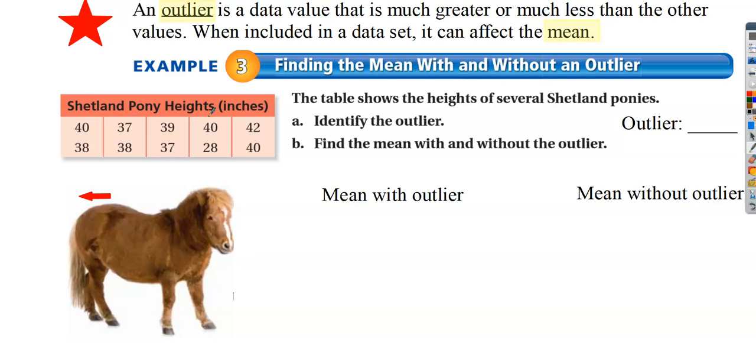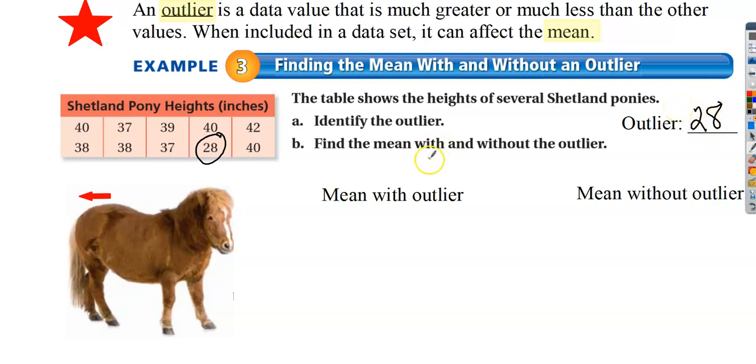If I look at the data, I see 40. This is in the high 30s and the 40s. There's more high 30s. And then, ooh, I see a 28. That's way smaller than the other numbers. So for this example, it looks like the 28 is an outlier. It's very different from the other numbers. So the first thing I do is identify the outlier.